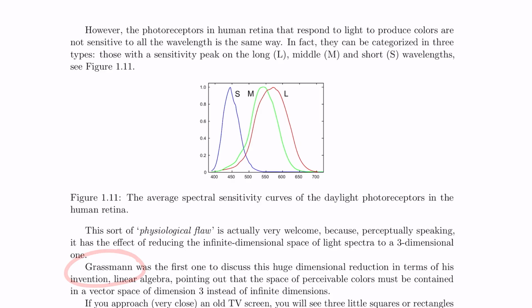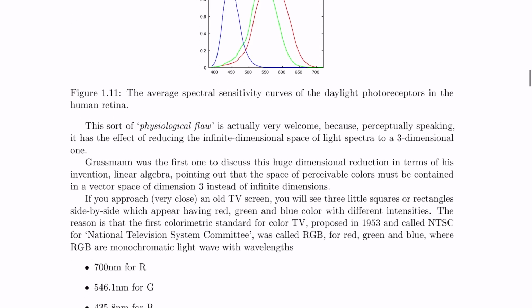As I told you in the historical introduction to Chapter 1, Grassmann wasn't only a mathematician, but he had interest in lots of disciplines, and he used his own discovery, linear algebra, to show that perceived colors were contained in a vector space of dimension 3. Thanks to Grassmann's discovery, and also to those of other very important scientists who lived at the same time, such as Maxwell and von Helmholtz, the so-called RGB technology could be developed in the 20th century.